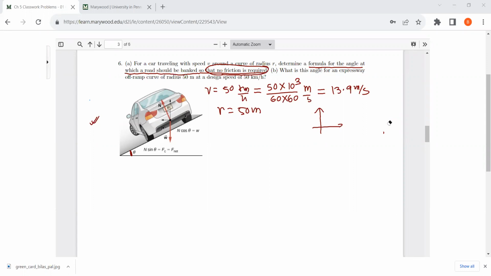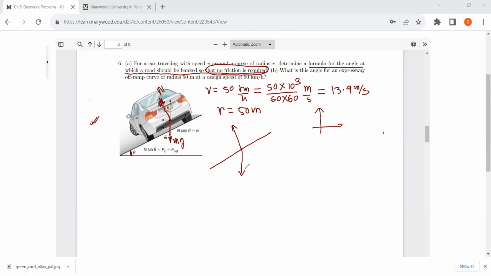Once we have that, the next thing is to draw all the forces. The forces we have here are the gravitational force mg and the normal force. If I draw it on an inclined plane, it will be something like this: this is the normal force and this is the gravitational force. Because we neglect the static friction, we don't need to draw the static friction here.